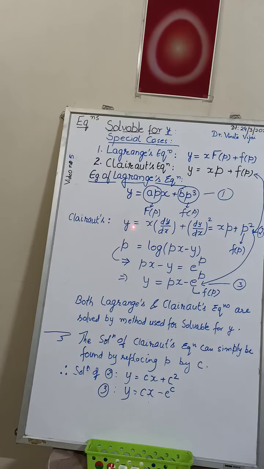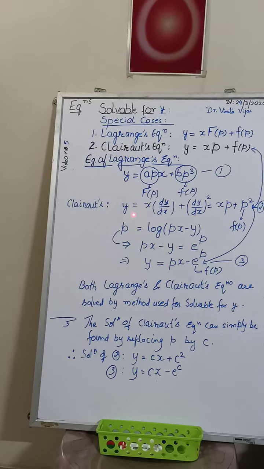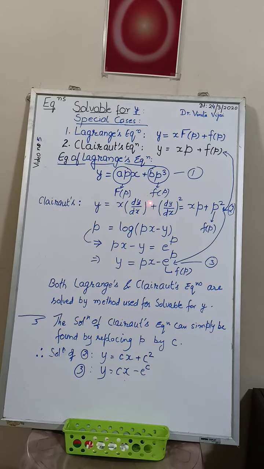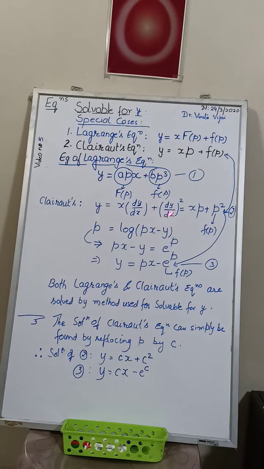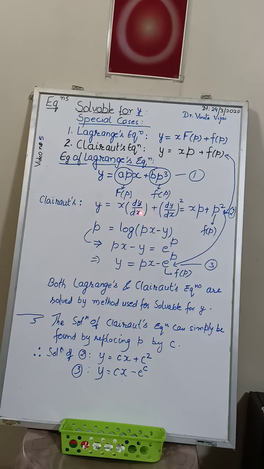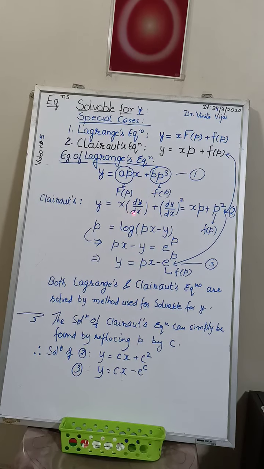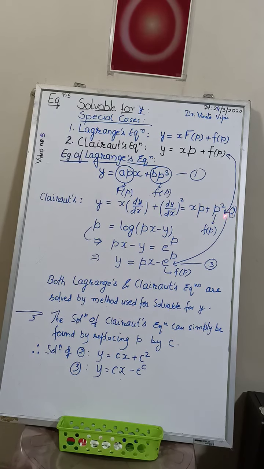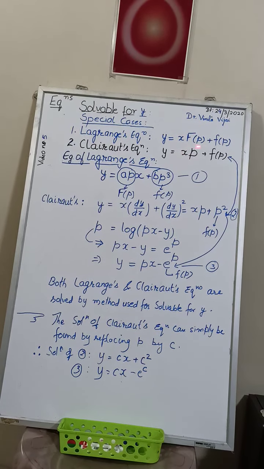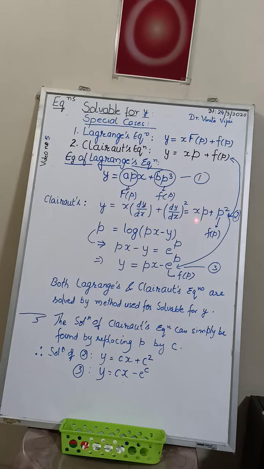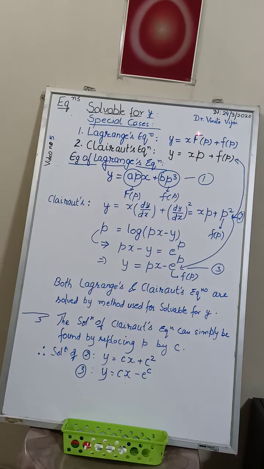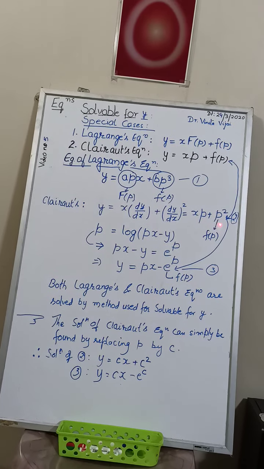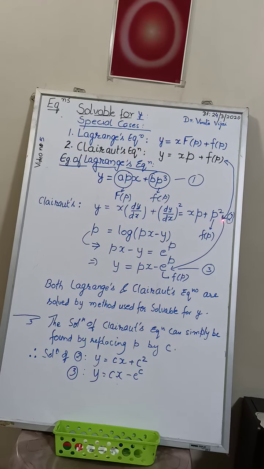Now the next example is for Clairaut's equation. y equal to x times dy by dx plus dy by dx whole square. So dy by dx we write as p. So this is xp plus p square. This is equation number 2. Now if you compare the right hand side of equation number 2 with the right hand side of the Clairaut's equation, you can find that xp is common in both the equations, and here small f of p is given as p square. So this is an example of Clairaut's equation.